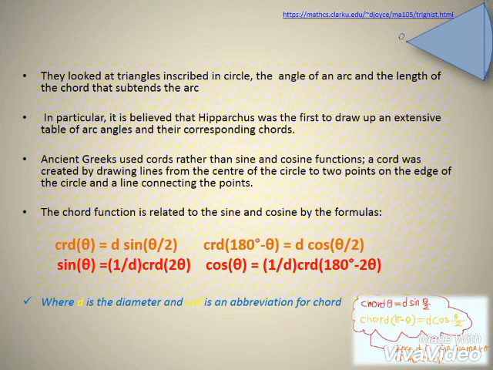He looked at triangles inscribed in a circle, the angle of an arc, and the length of the chord that subtends the arc. In particular, it's believed that Hipparchus was the first to draw up an extensive table of arc angles and their corresponding chords. Hipparchus and later Ptolemy derived many trigonometric identities in terms of chords that are equivalent to the ones involving sine and cosine that we use.